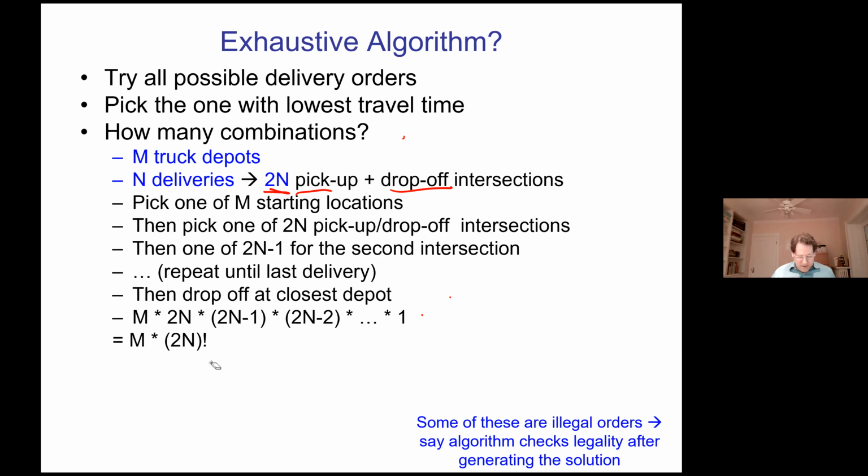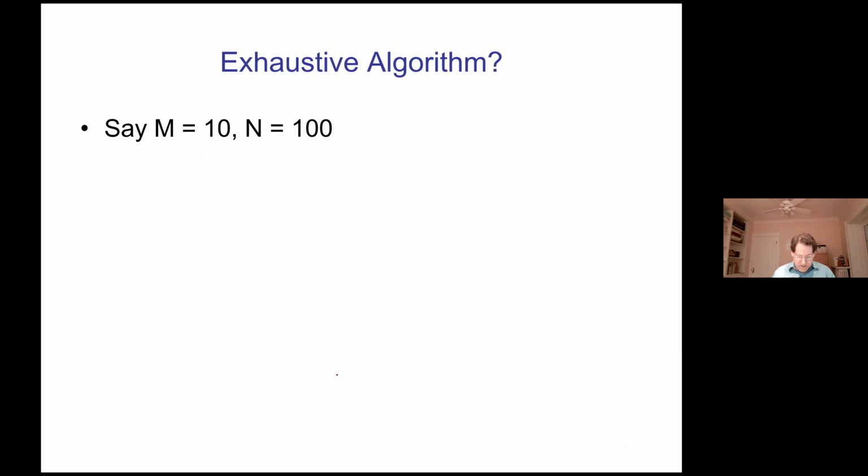So we basically worked out we could write a relatively straightforward exhaustive algorithm, but the number of combinations it has to check is really big. M times 2N factorial for M depots, which is not going to be too big a number, and N deliveries, which will be reasonably big. Some of the cases we're going to give you are at least this big. The biggest ones can be a bit bigger still, but 10 depots and 100 deliveries to make.